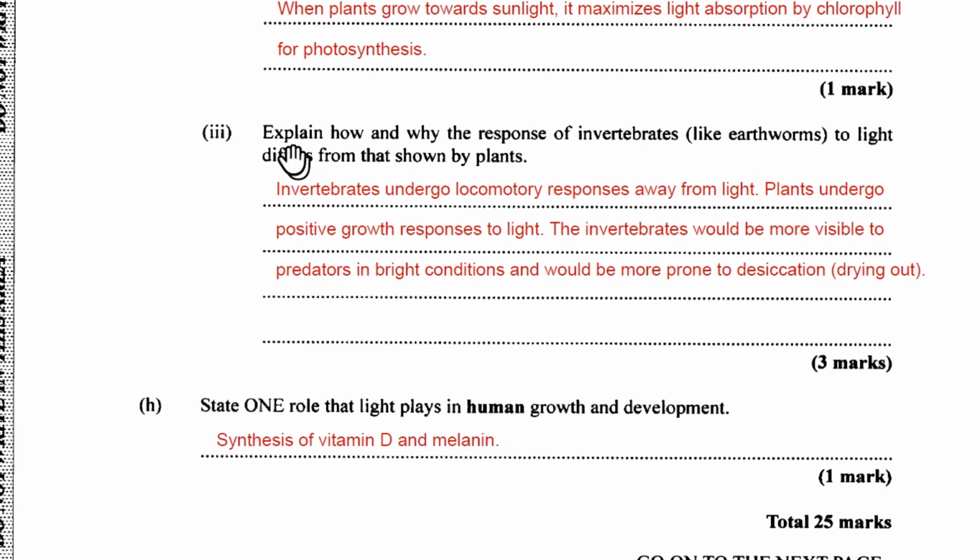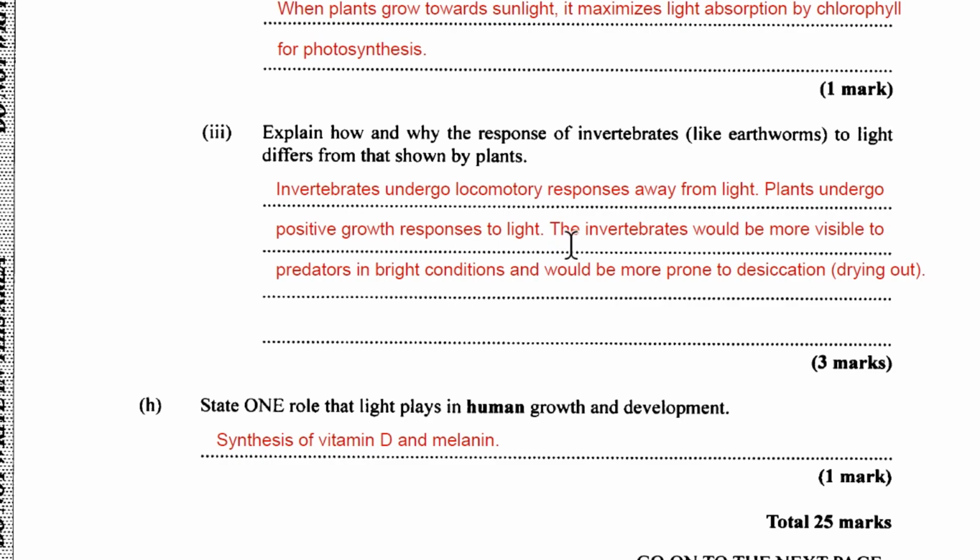Let's look at part 3. Explain how and why the response of invertebrates like earthworms to light differs from that shown by plants. We know that earthworms and invertebrates have a negative response to light. They move away from it. So invertebrates undergo locomotory responses away from light. Locomotory refers to locomotion, which means the movement of the entire body, where they can move from one place to another. Remember, plants can't do that. They can only move parts of their body. So plants undergo positive growth responses to light.